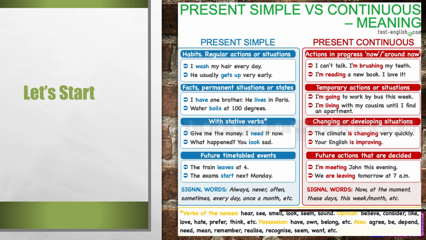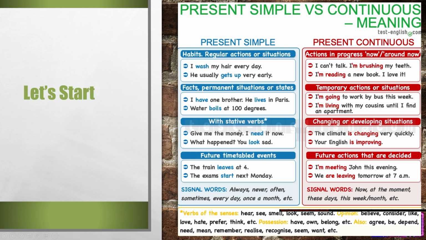Next, for present continuous. Kalau tadi permanent, fakta tak berubah, present continuous kita boleh guna untuk temporary actions or situation. Satu keadaan yang hanya seketika ataupun sementara. For example, I am going to work by bus this week. I'm living with my cousins. I'm living with my cousins until I find an apartment. Jadi semua ni hanya sementara.